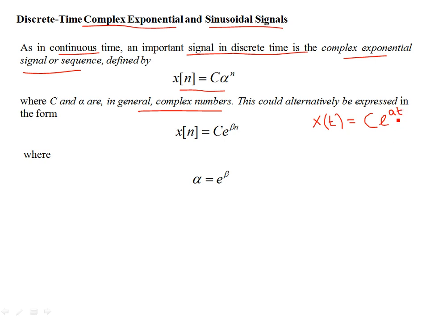And here again, a and C could be real. They could be complex in general. A could be purely complex. For example, if it is purely complex, then if you recall, x of t was periodic.